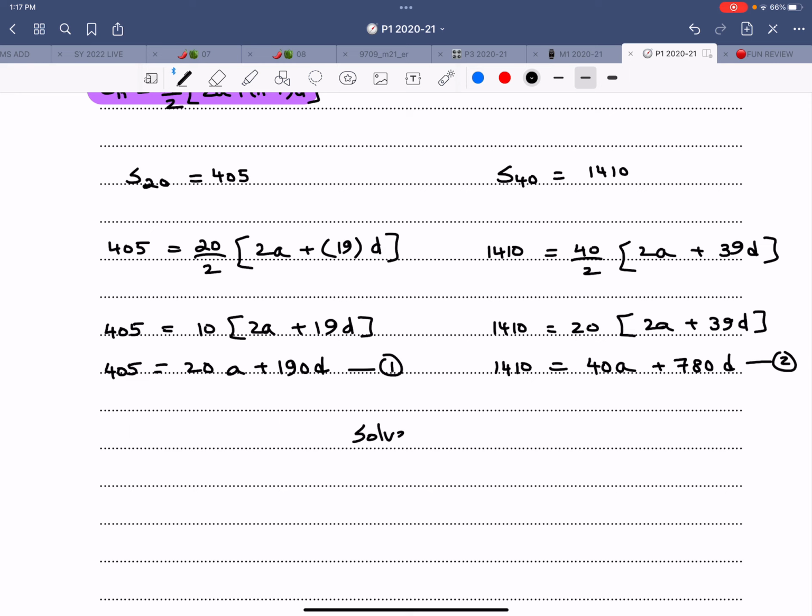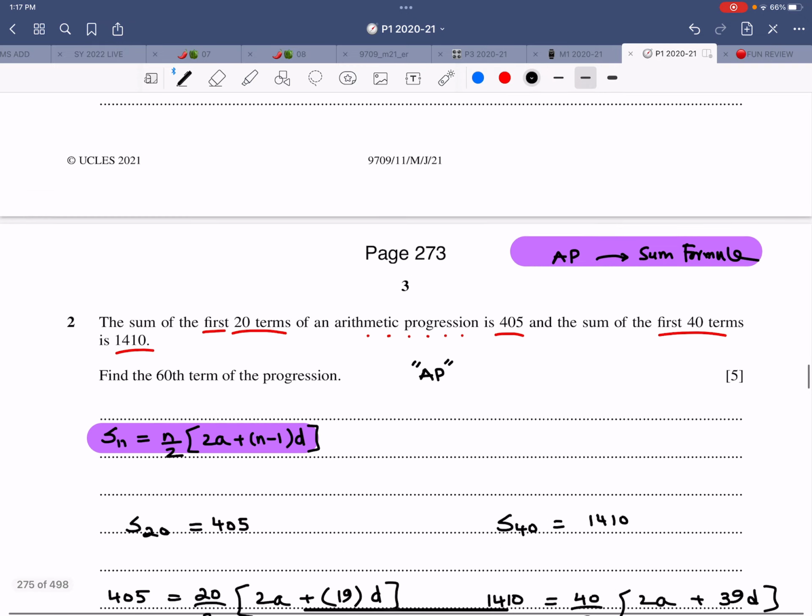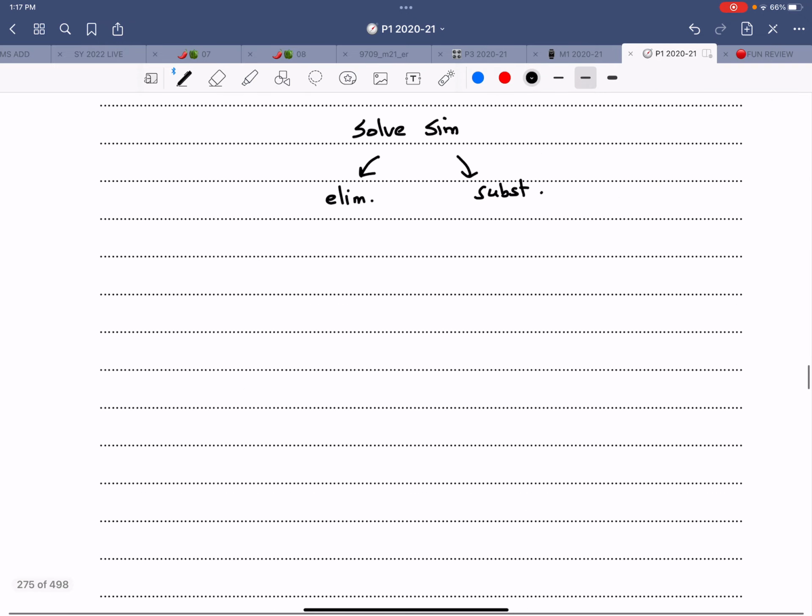Solve simultaneously. Your choice, elimination or substitution. That's all between you and your method. So any which one that you find comfortable, solve it using that.